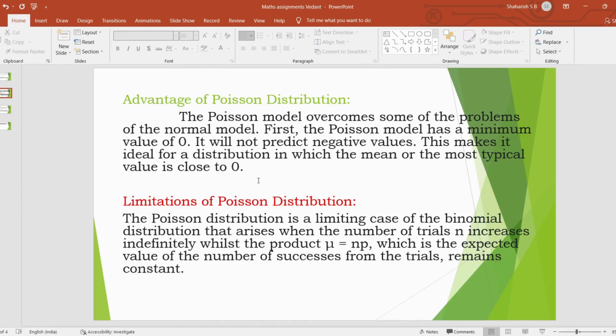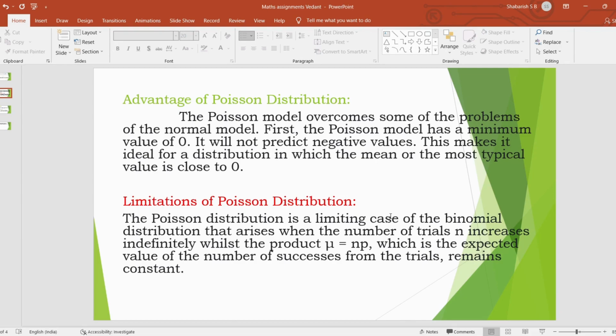Coming to the limitations of the Poisson distribution, as I said, it is only a limiting case of the binomial distribution. As the number of trials, that is n, increases, the disturbance increases in this Poisson distribution. After a certain point, the values remain constant. That is its only limitation.